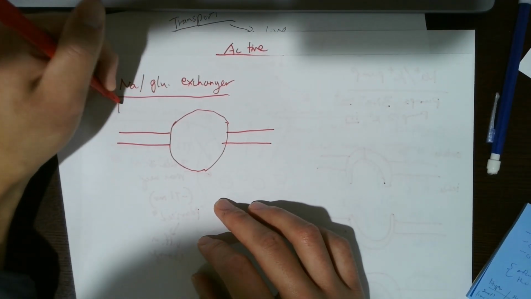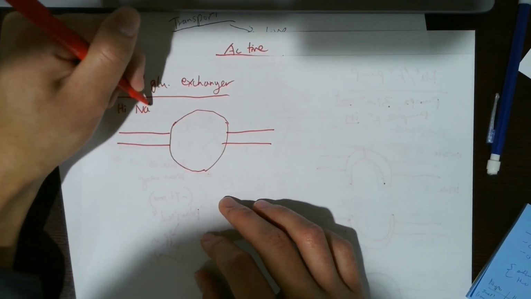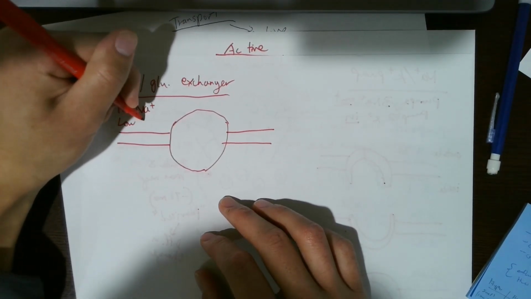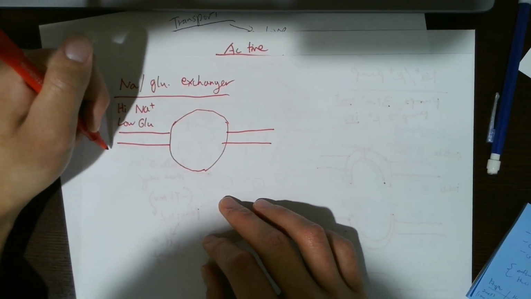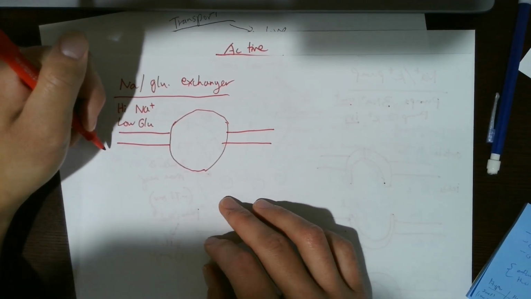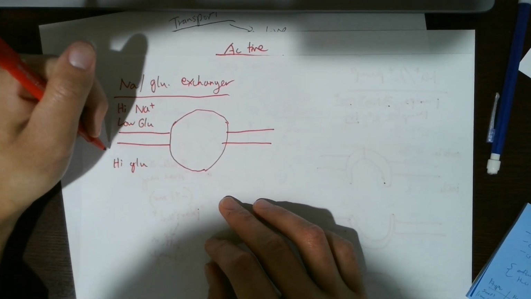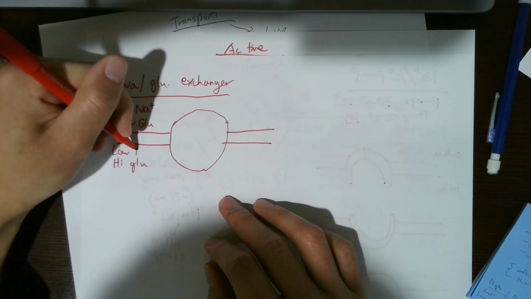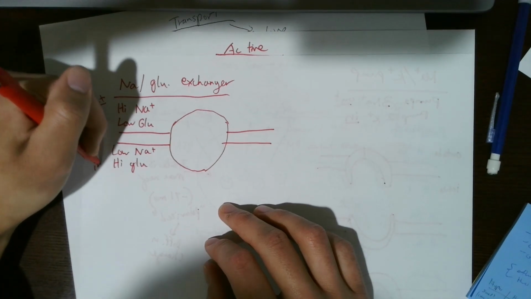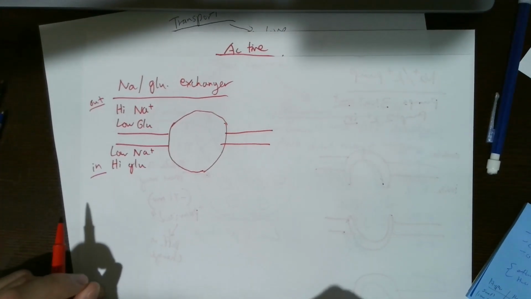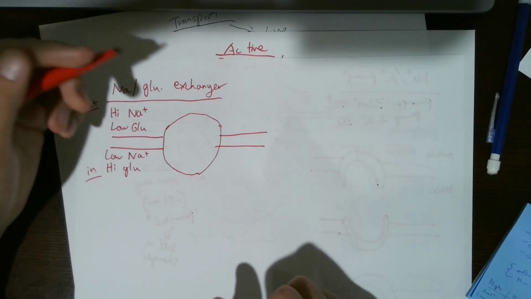So on the outside of the cell, we have high sodium and low glucose. On the inside of the cell, we have high glucose and low sodium. Alright? This is the outside, this is the inside. Alright, this is where it gets a little tricky for people, so I'm going to simplify it.